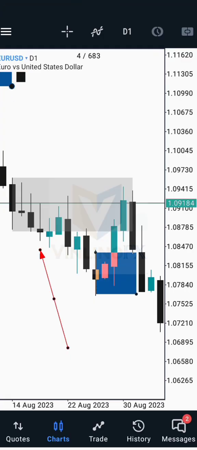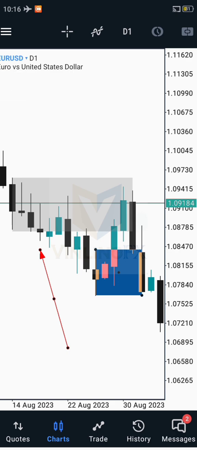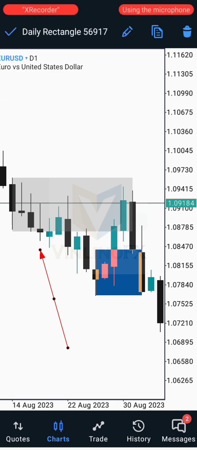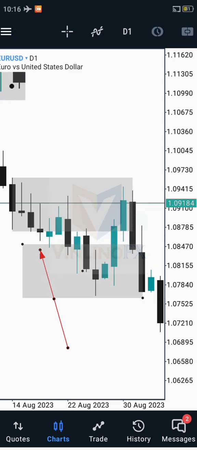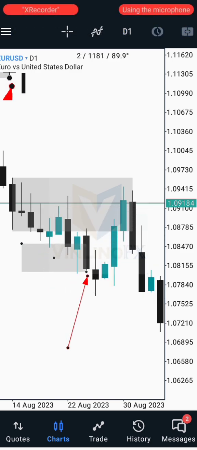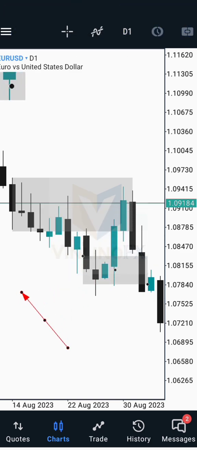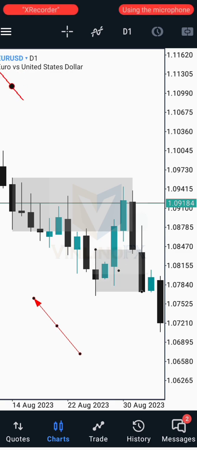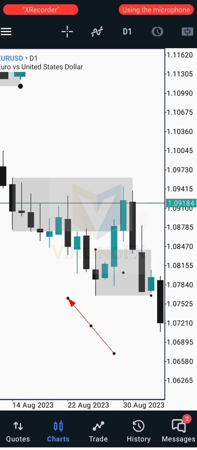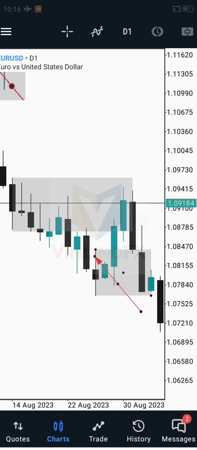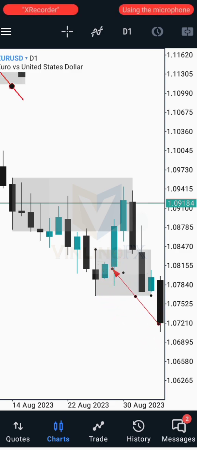This is it again. Sorry, permit my drawing. Let me remove that. Let me take this one. Okay, very good. As you can see, this is another range. This is another range. Good. So you can see here and here. Look at the candle inside.